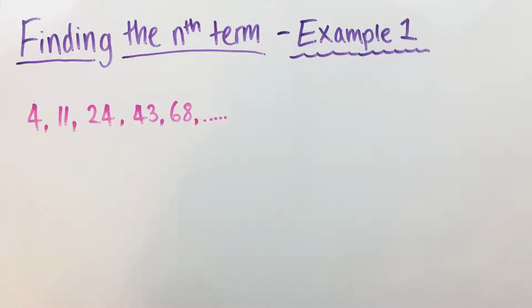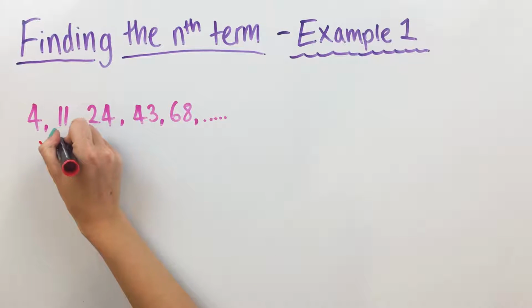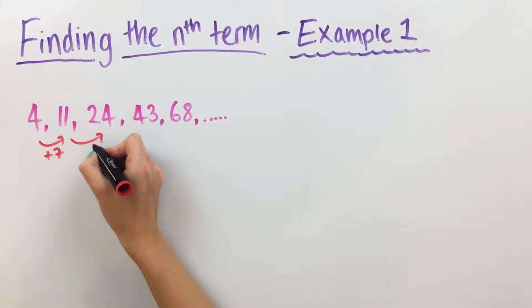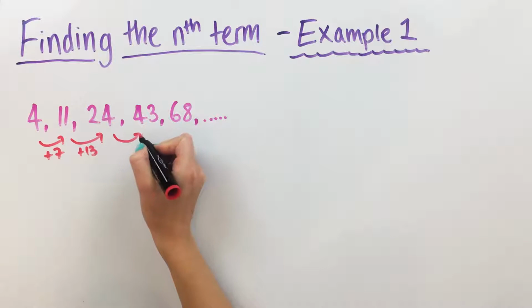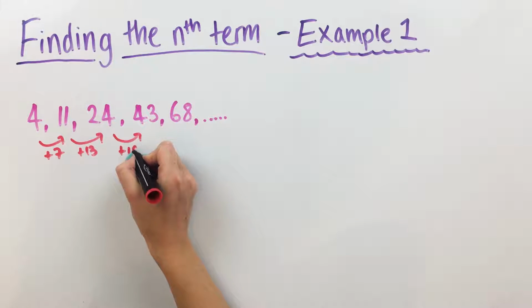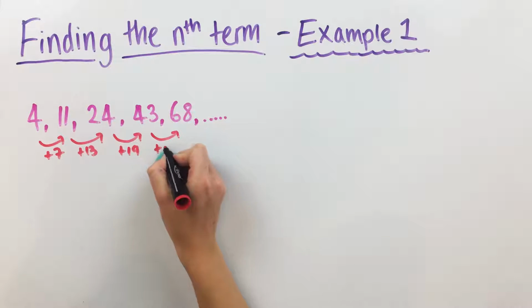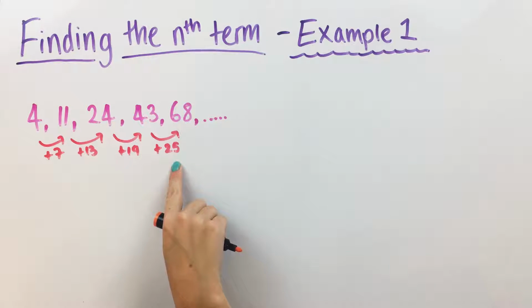If we first work out the differences between the terms, well, the difference between 4 and 11 is 7. So you add 7 to get from 4 to 11. 11 to 24 is plus 13. 24 to 43 is plus 19. And from 43 to 68, you plus 25. So we can see that this is not a linear sequence, as otherwise these would all be the same.